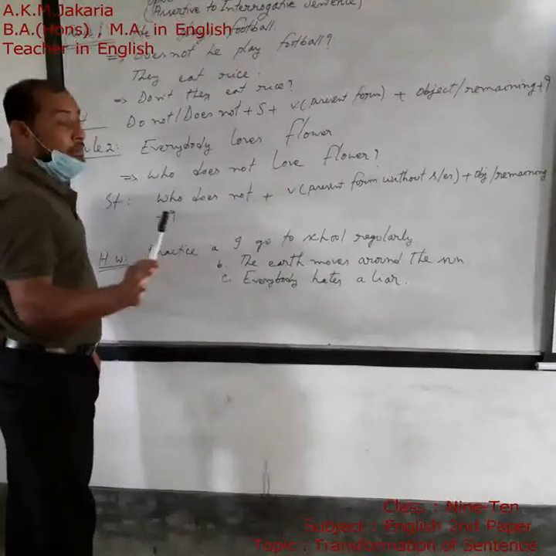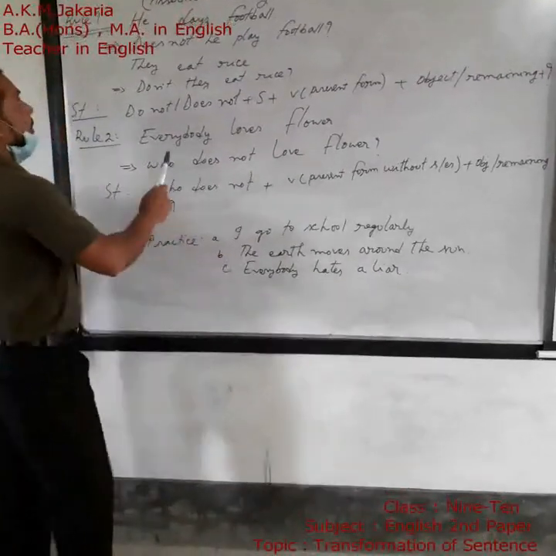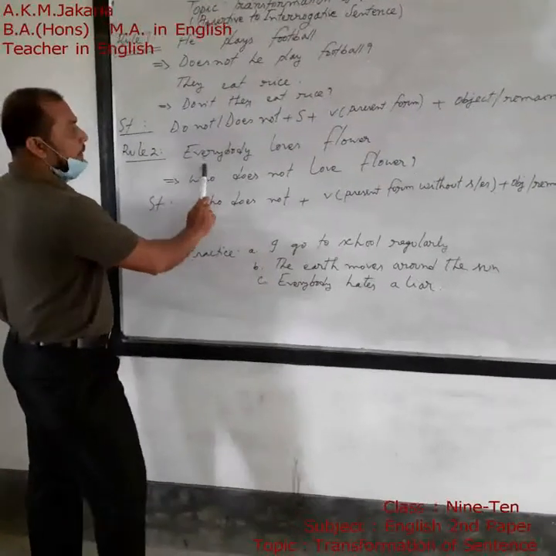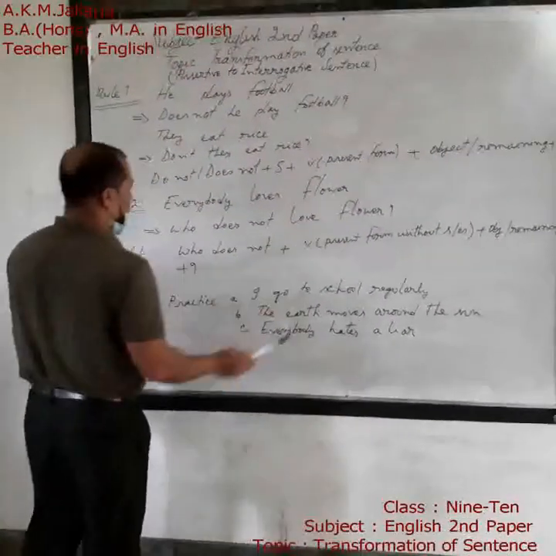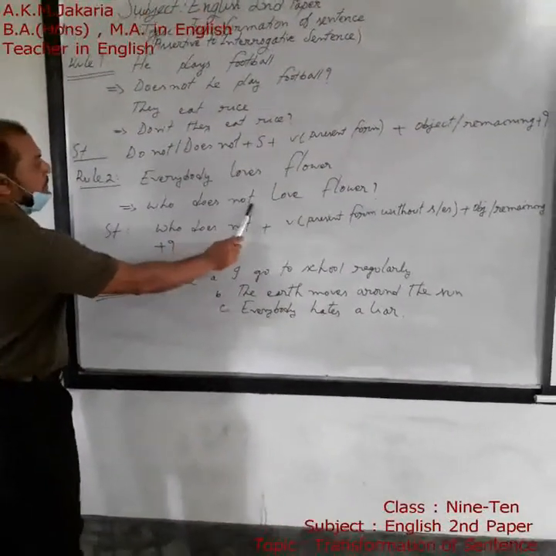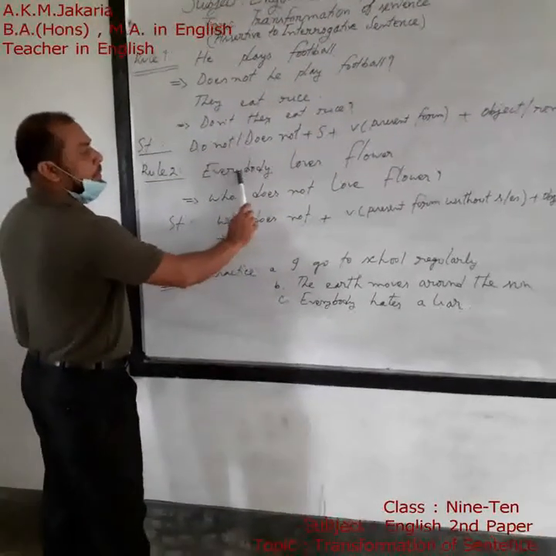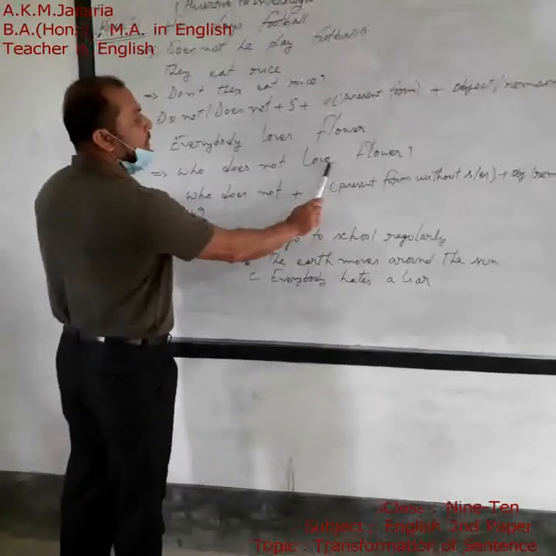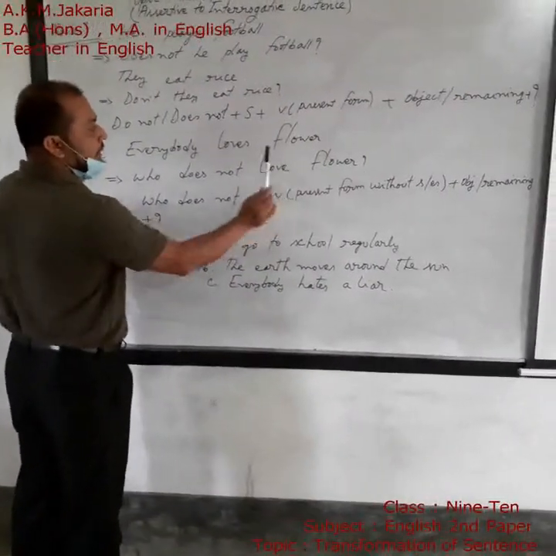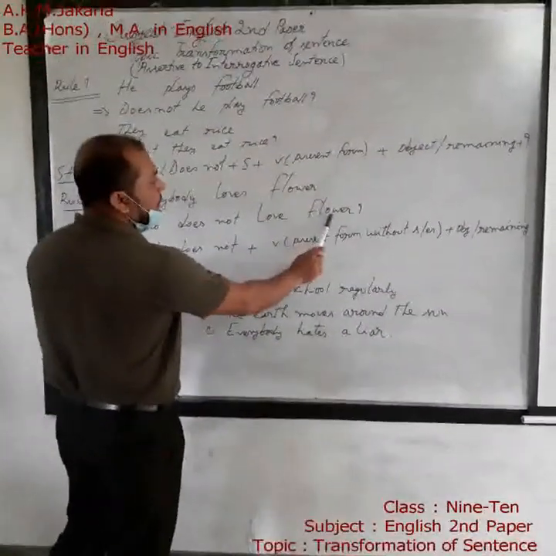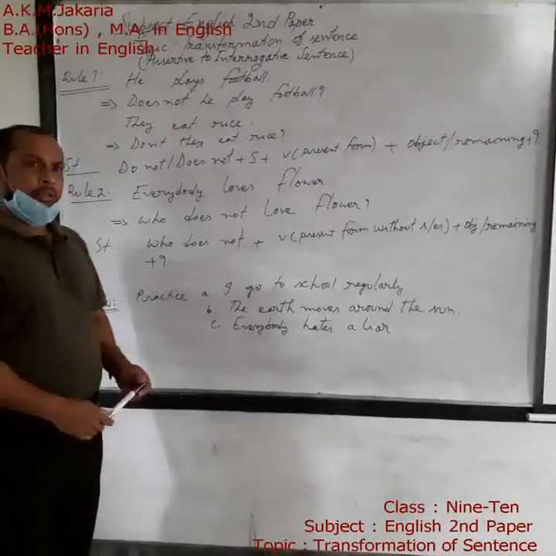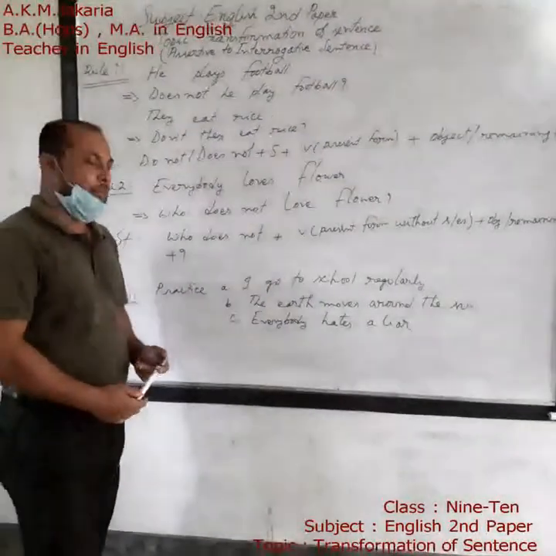So, you can write down the answer of the sentence into interrogative. Everybody loves flowers. Who does not love flowers? Instead of everybody, right? Plus verb present form, love. No need to write S. Plus object, flower, plus question mark. Understood, everybody? Right.